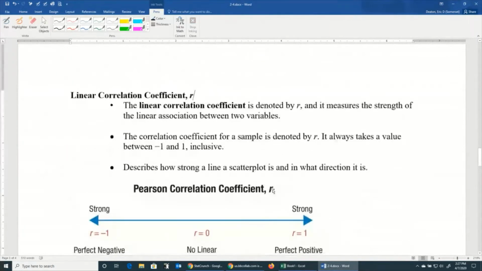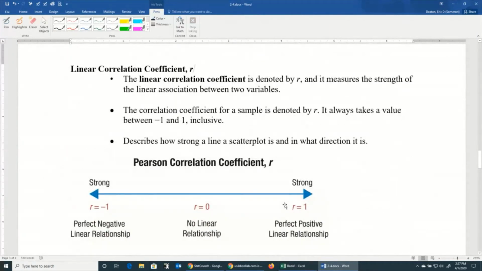What I was talking about is something that will provide you more information on how closely a scatter plot follows the line. That's called a linear correlation coefficient, represented by the letter r. It does involve a messy mathematical formula, which we'll talk about in a different video, but it measures the strength of linear association between two variables. And the lines can go up and they can go down.